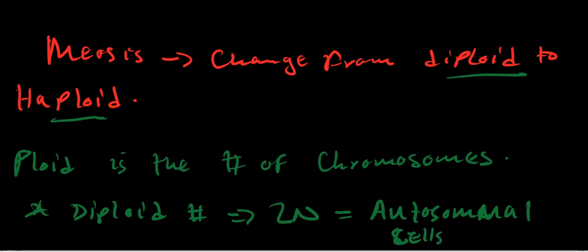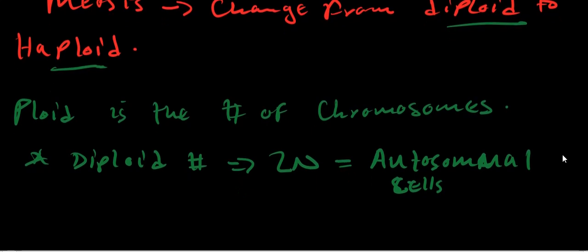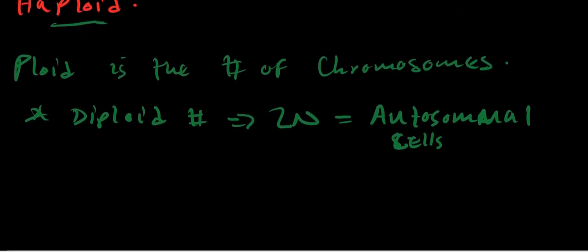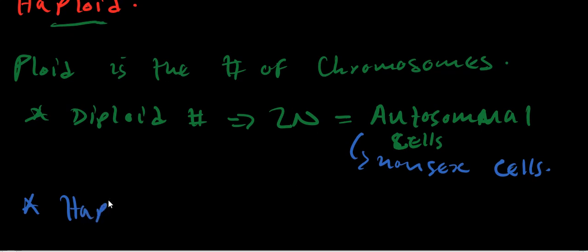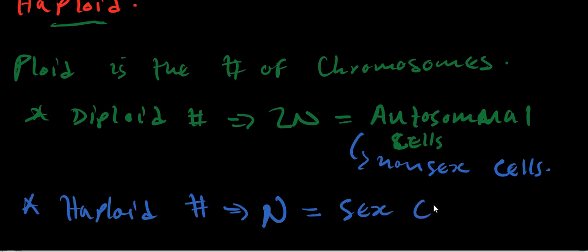Autosomal cells are just somatic cells. So these cells are non-sex cells. They don't take part in any sexual related things. Now a haploid number means that we are talking about half the number of chromosomes, which is just n. And this is found in what? Sex cells.